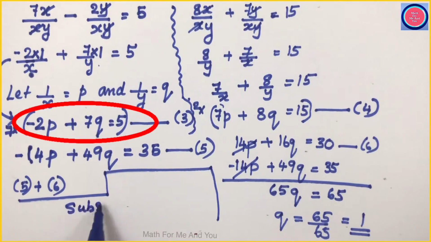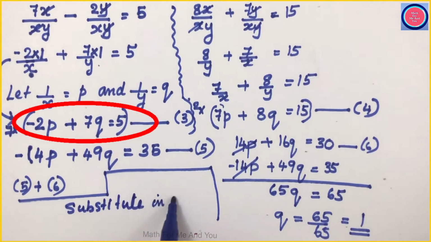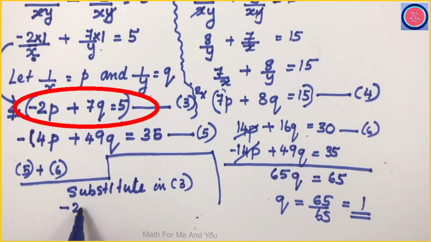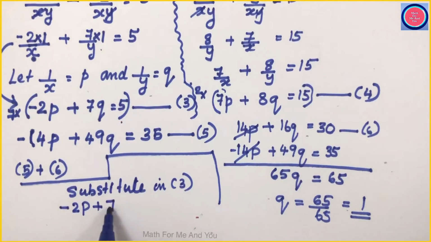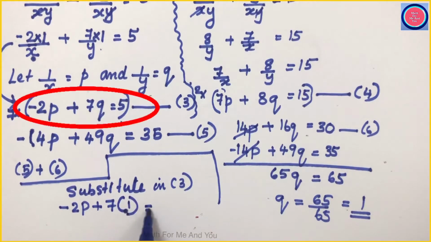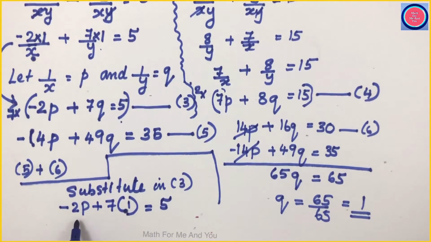So we can write, substitute the value of q in equation number 3. What is q? It is 1. Equation number 3, please have a look on that. It is minus 2p plus 7q. So we write minus 2p plus 7 times, what is q? 1 is equal to 5. 7 times 1 is 7. So we can move that 7 to the right side.